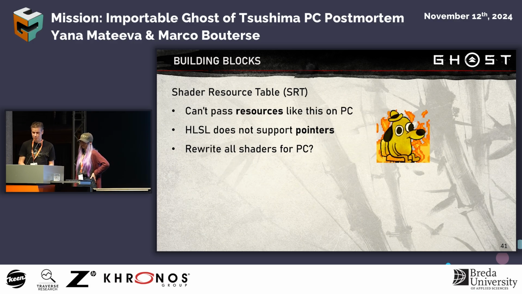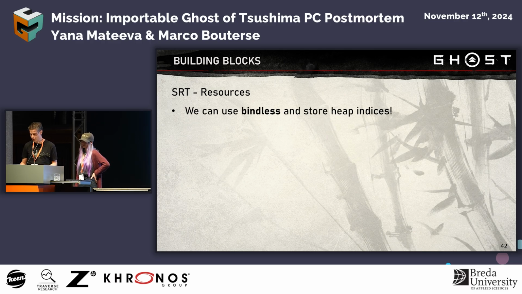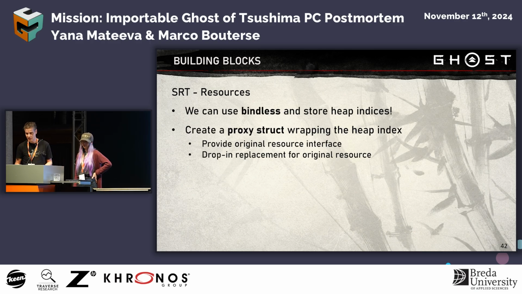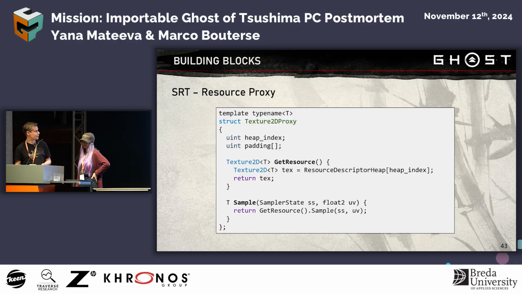So on PC, this was a bit of a problem, because we cannot pass resources like this, and HLSL does not support pointers. So do we need to rewrite all the shaders for PC? First, tackle resources. We actually have a solution for this problem because we can use bindless and just store a heap index. To facilitate this, we created a little proxy struct that wraps the index and provides the original resource interface, so we can use it as a drop-in replacement for the original resource. And we have some defines around that. So on PlayStation, it directly goes to the actual resource, and on PC, it goes to our proxy.